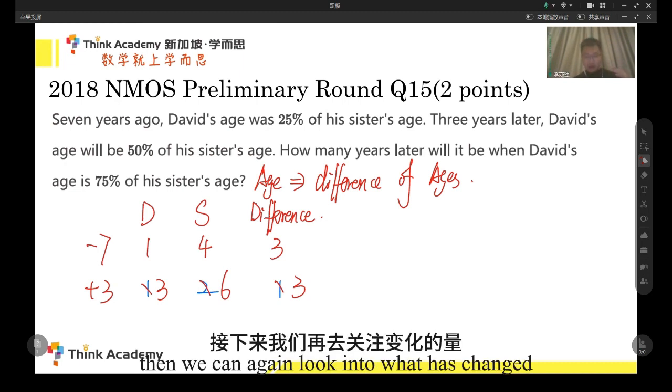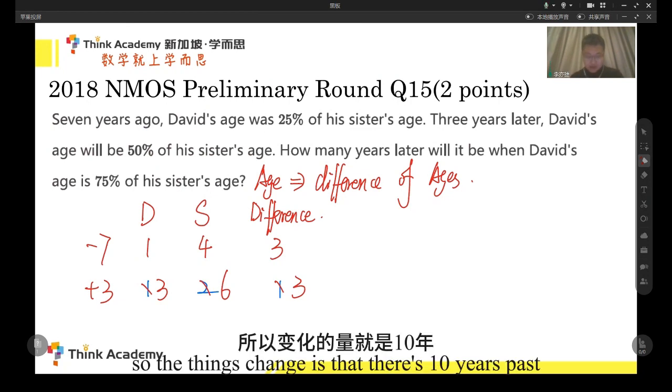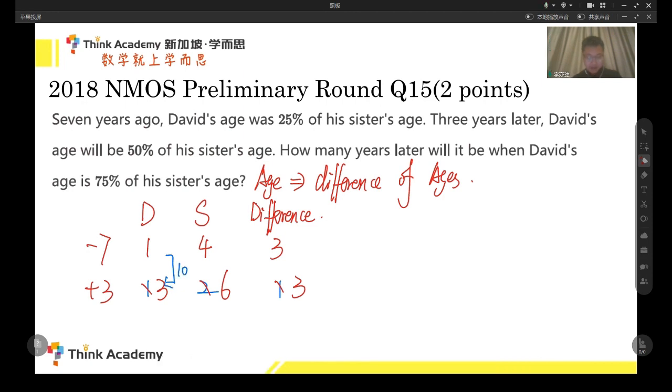Then we can look into what has changed, from 7 years ago to 3 years later. There are 7 plus 3, 10 years passed. So what changed is that 10 years have passed. Then 1 unit becomes 3 units, which means 3 units minus 1 unit, that is 2 units, are just equal to 10 years.